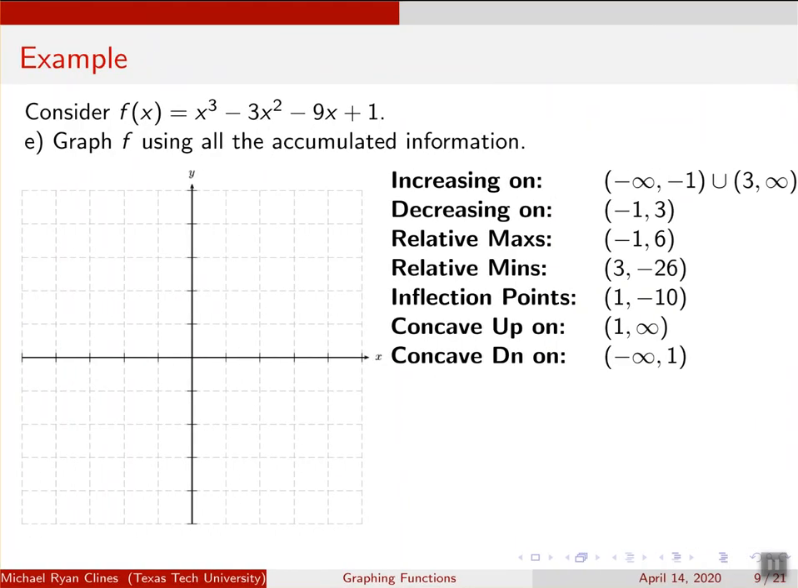We can use this information to graph it. Now, I've already gone ahead and copied down all of the information that we have gathered from this problem. We know where this function is increasing. We know where it's decreasing. We know the relative maximum. We know the relative minimums, the inflection points, and the concavity on the different intervals. Okay? So now we're going to use all this information to graph it.